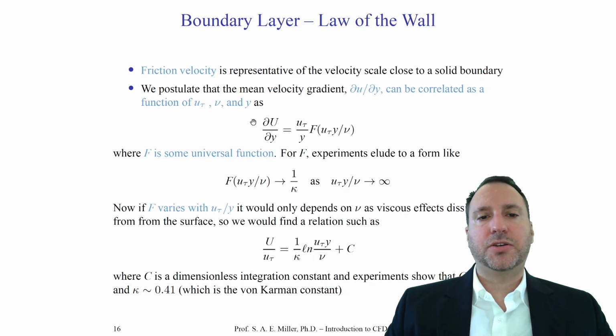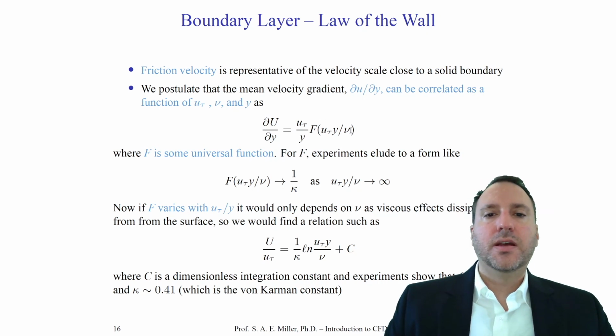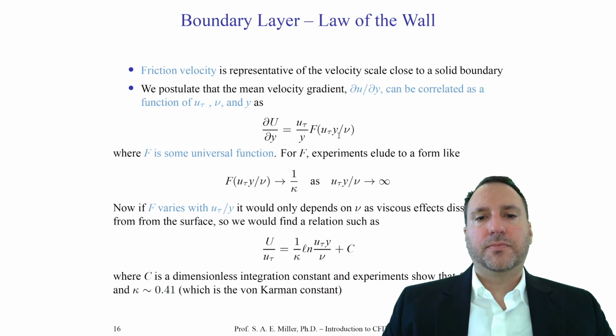So we'll say partial U, partial y, and capital U here is the mean velocity in the streamwise direction. That's the direction of the flow relative to the wall with respect to y. So partial U, partial y will go as the friction velocity divided by the distance from the wall times some arbitrary function, which we don't know yet, of u tau y over nu. This is a postulate. Let's see how it works. We'll say that f is some universal function.